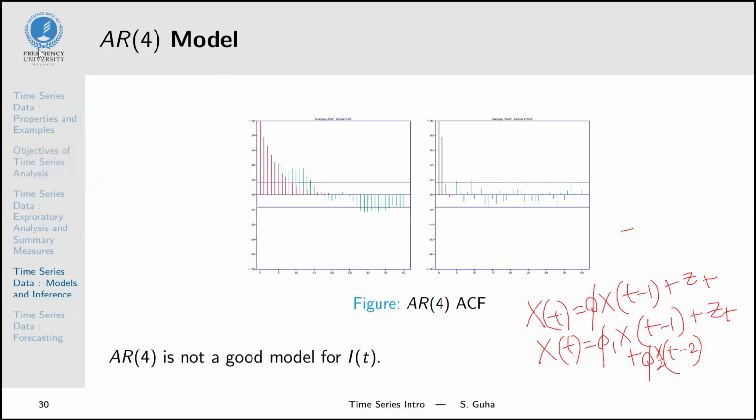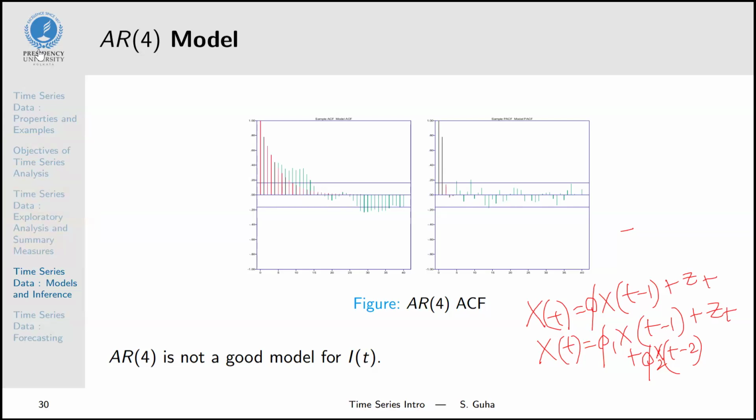Similarly, I can extend the concept of the AR2 model to an AR4 model also. And actually, we can show that this is a property of the AR4 model, that in an AR4 model, the partial autocorrelation goes up to lag 4. So this is a property. But you can see that AR4 is also not a good model here. So what can be a good model?